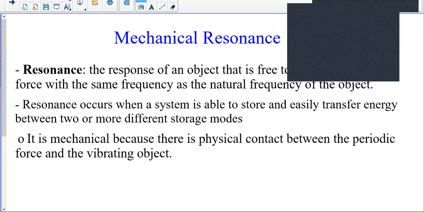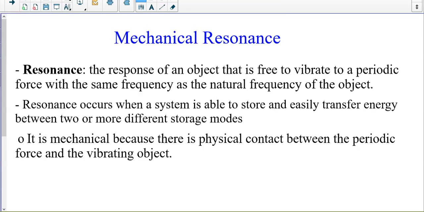Okay, welcome back. This next video is going to be about mechanical resonance, especially with regards to musical instruments. Resonance is not just in music, but it's the response of all objects to some kind of periodic forces that can actually put an object into vibration.